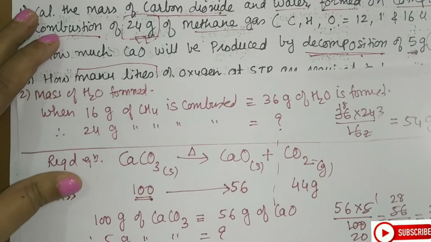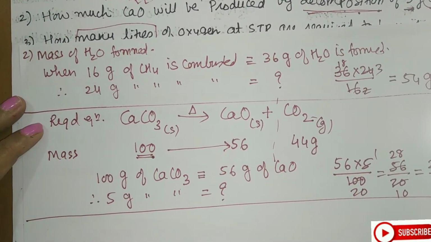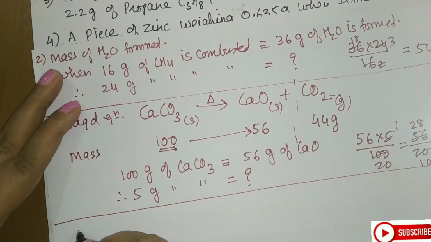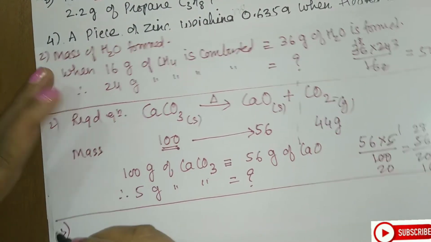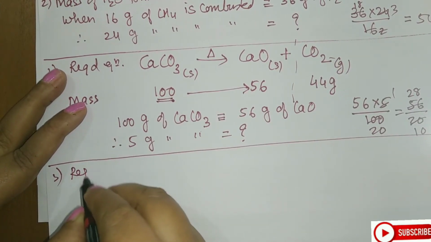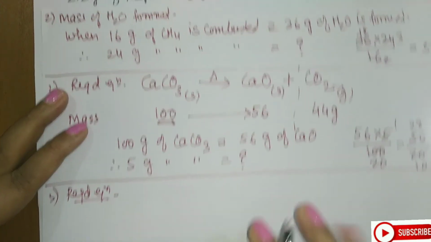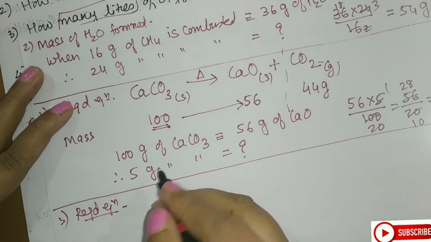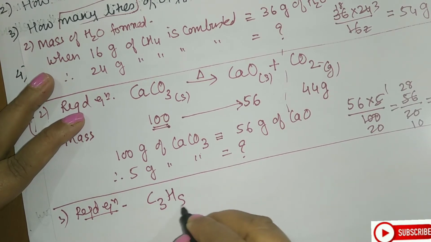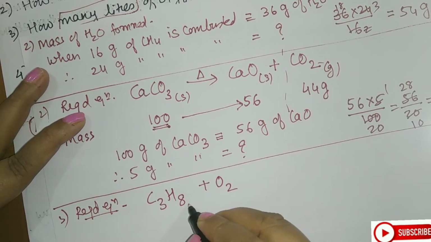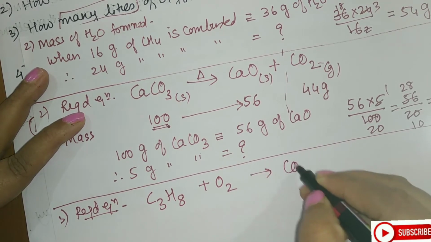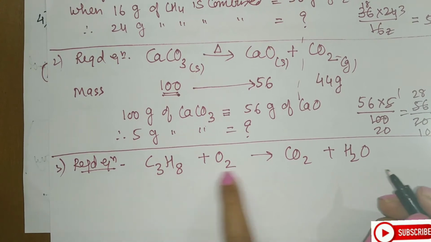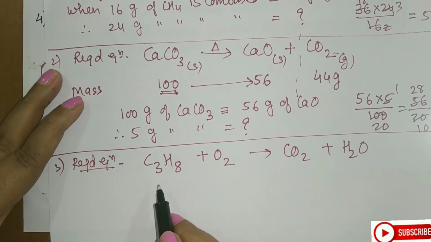So, what will be our required equation? Let us write that. This is question number 3. So, I am writing the required equation. They are talking about complete combustion of propane. What is propane, student? It is C3H8 plus oxygen will give me carbon dioxide plus water. As I said, I will keep this as 1 mole and I will balance the equation. You also do that simultaneously.